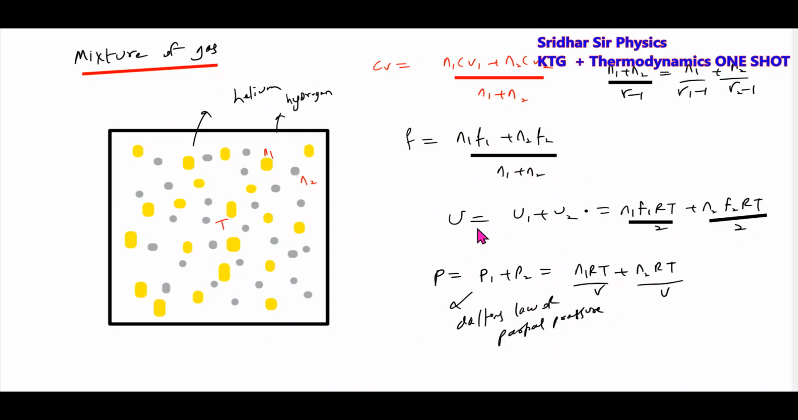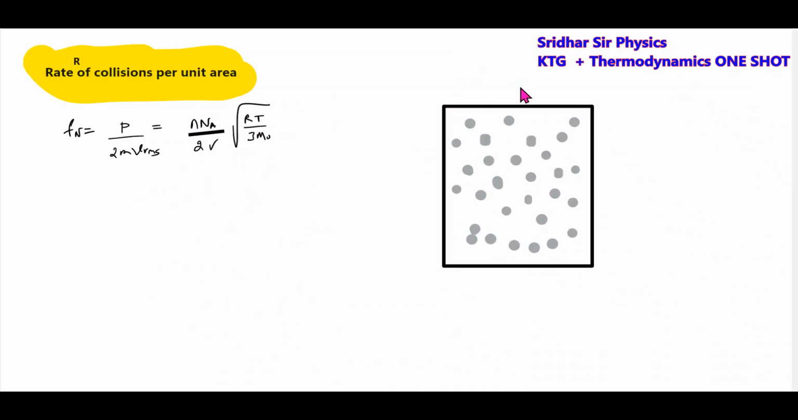These are some related to mixture of gases. Next we have the rate of collisions per unit. These molecules will be colliding with the wall. How many collisions per second per unit area? It depends upon the temperature, molecular mass of the gas, then volume of vessel, and the number of moles.